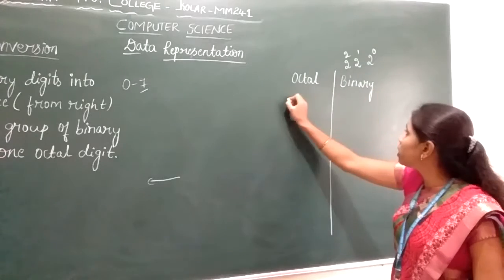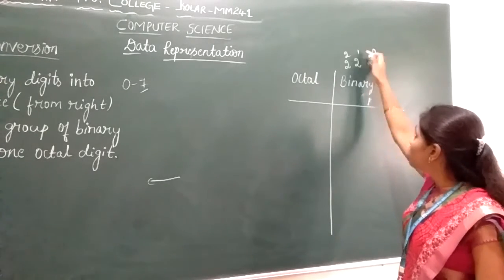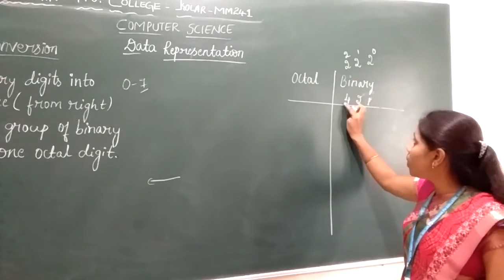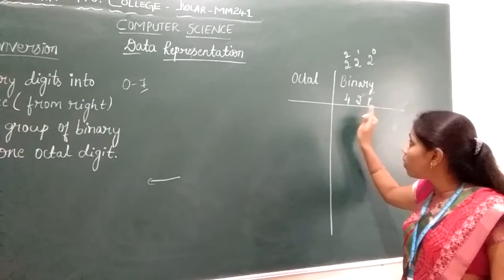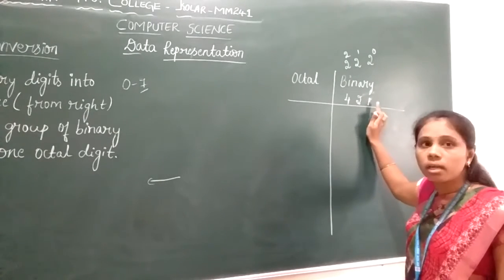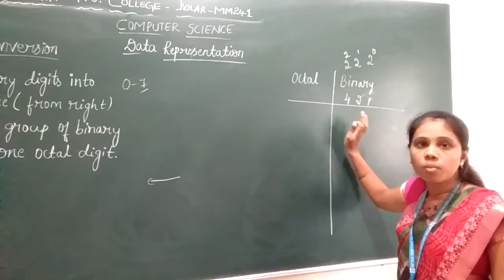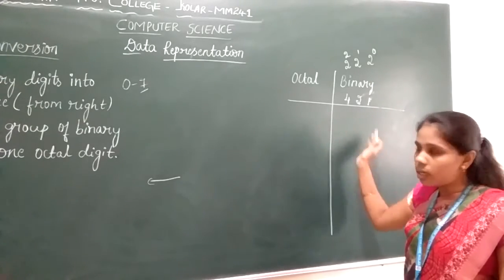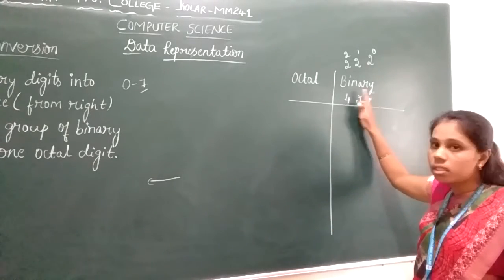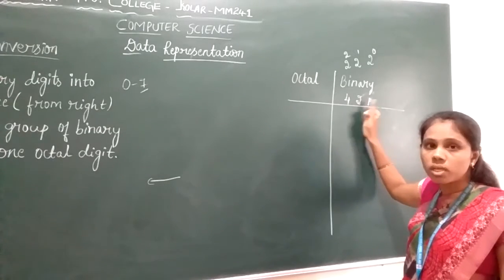So 2 power 0 is 1, 2 power 1 is 2, and 2 power 2 is 4. By adding all these 3 bits we get 4 plus 2 is 6, 6 plus 1 is 7. So the octal range total is 7. The total number of digits in the octal system is 8, but while writing we start from 0, that is 0 to 7. So by adding all these terms, 4 plus 2 plus 1, we get the octal range of 7.